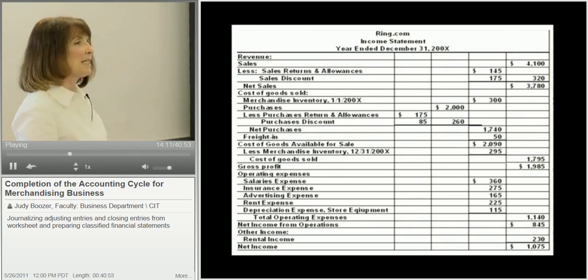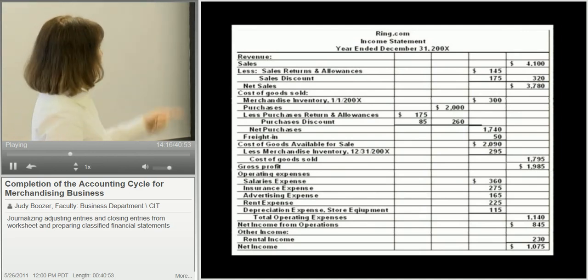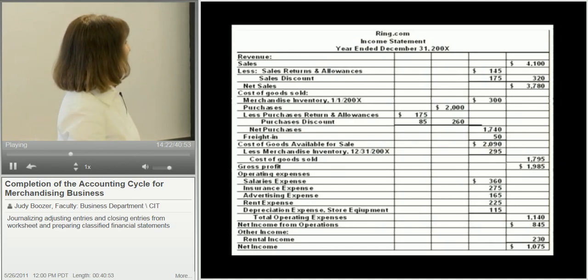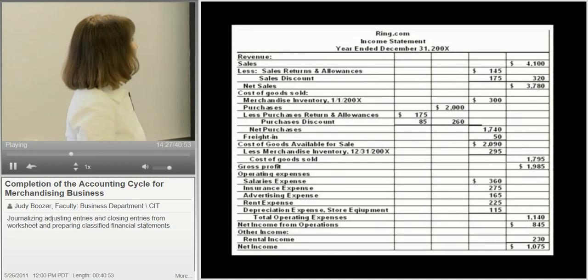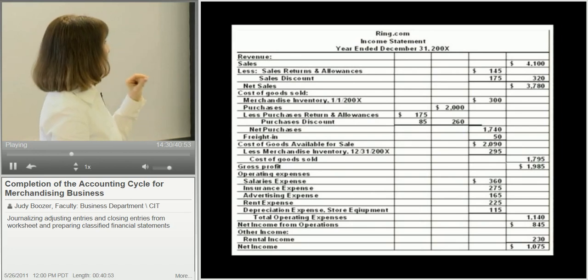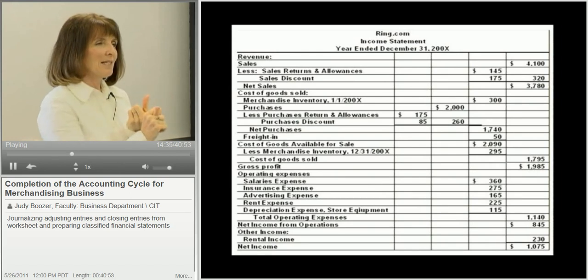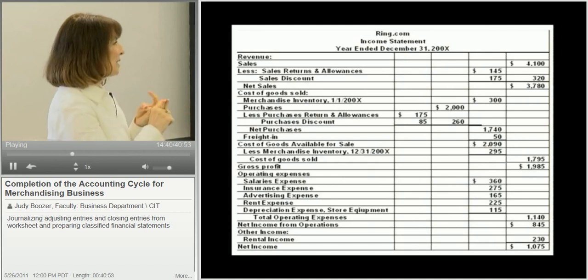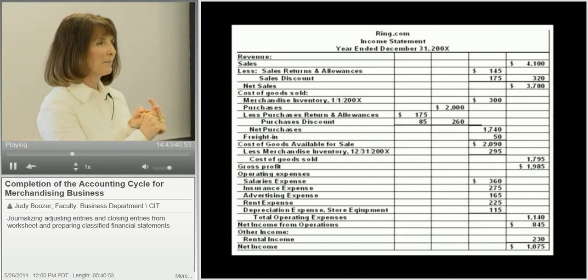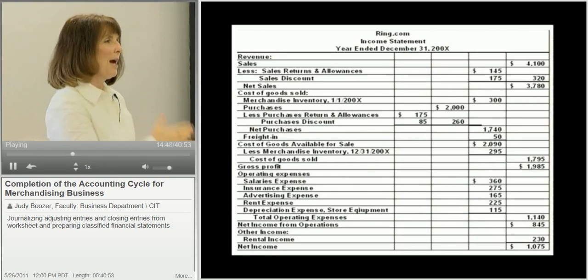Now, freight in, does that increase the cost of our purchases or decrease it? Increase it. So we need to add it to that net purchase amount. And that gives us something called cost of goods available for sale. So what are we adding to that? Beginning merchandise plus freight in plus net purchases. All of those together equals the cost of the goods that we have available for sale.